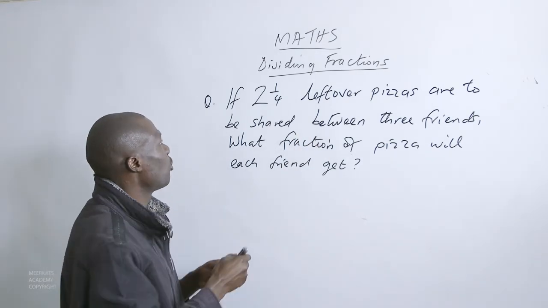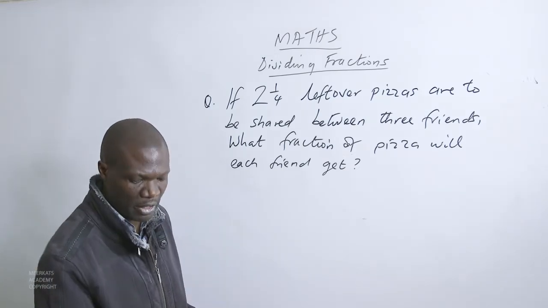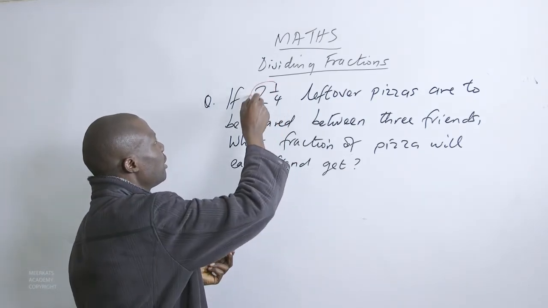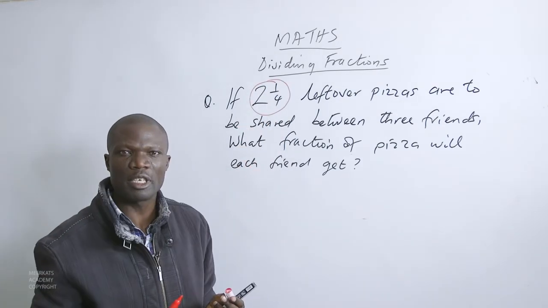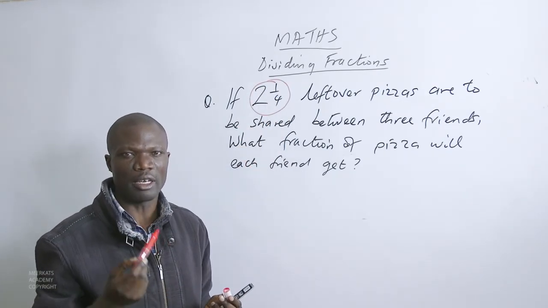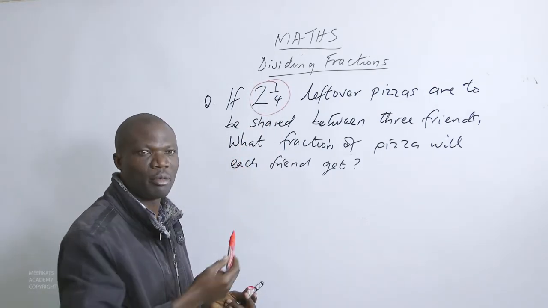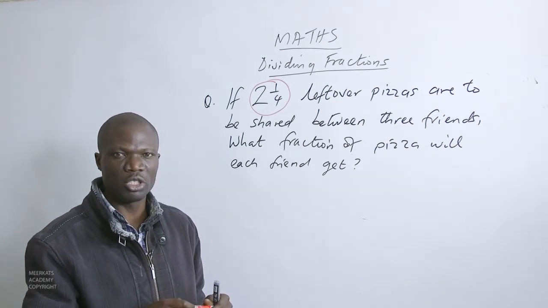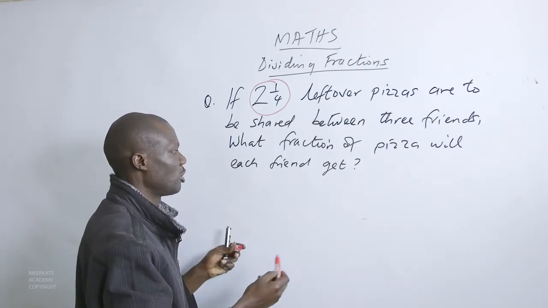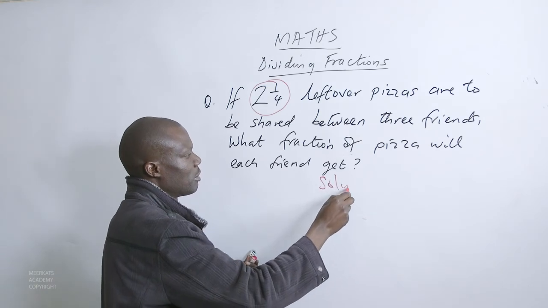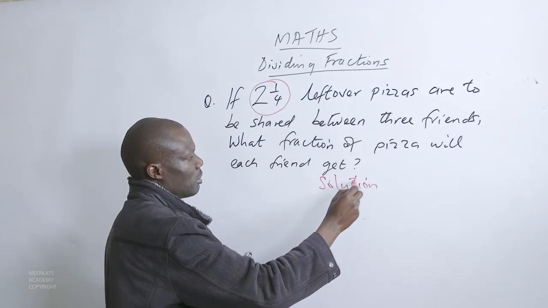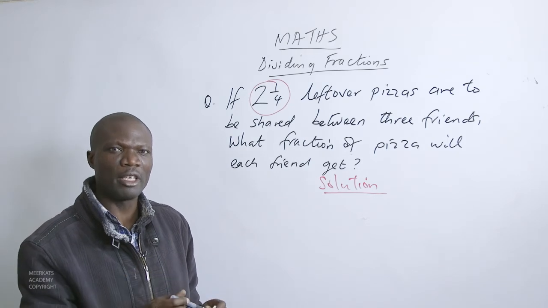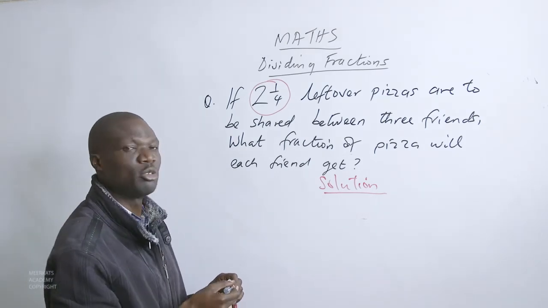You'll also notice that we are not talking about only one pizza, but instead we are looking at the leftover pizzas, which was 2 1/4. That's the leftover pizzas that's supposed to be shared among 3 friends. So if we are to reduce this into fractions in our solution, we shall have to first find out how much of the total pizzas we have.